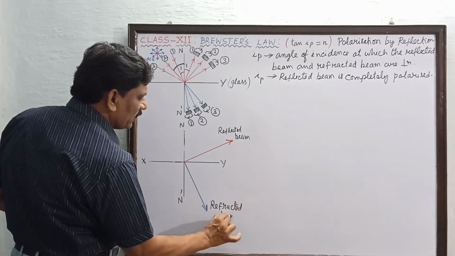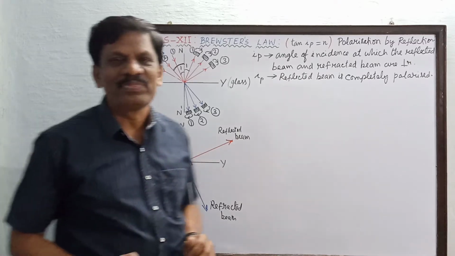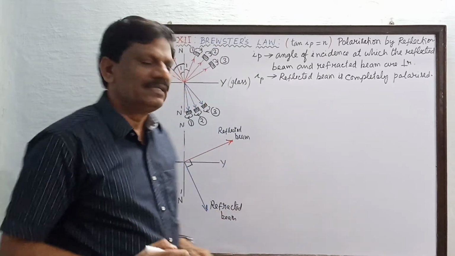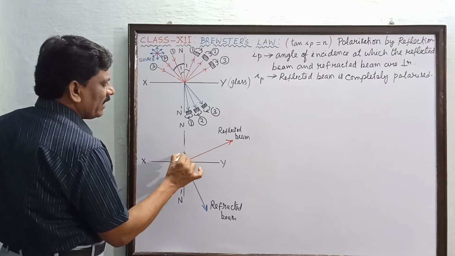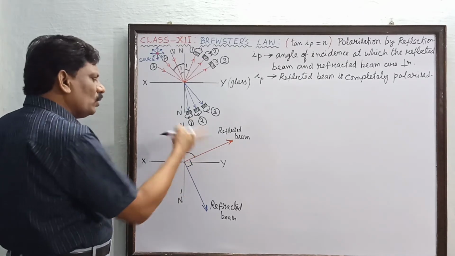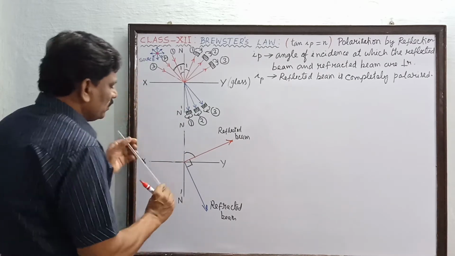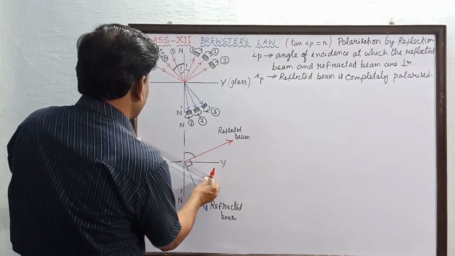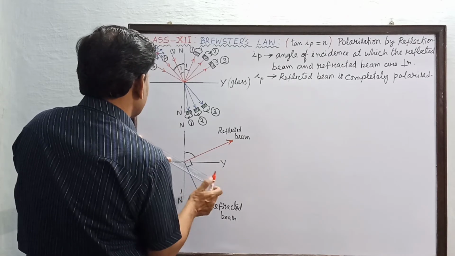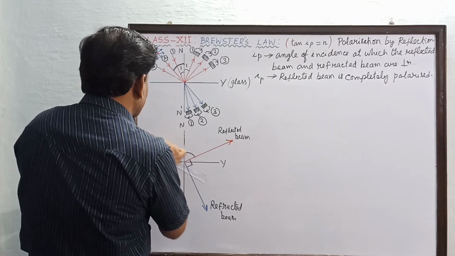Refracted beam. Now it is very clear that these two are perpendicular to each other, is it not? Then, if this is the angle of reflection equal to this side, we can draw another reflected ray. So, corresponding to this, the reflected ray can be drawn like this, so that the picture will be perfectly correct. Understand?